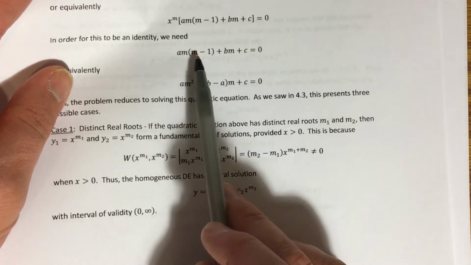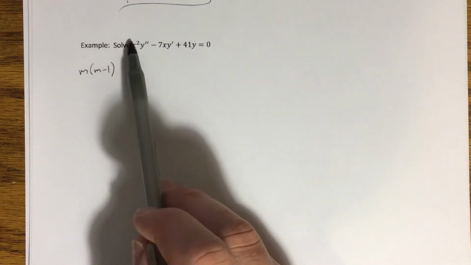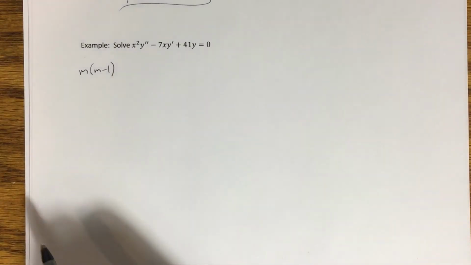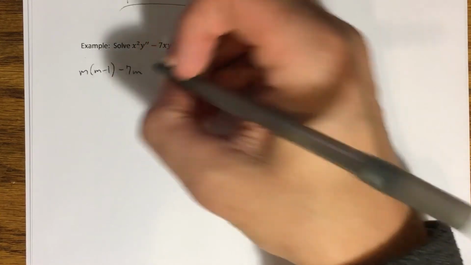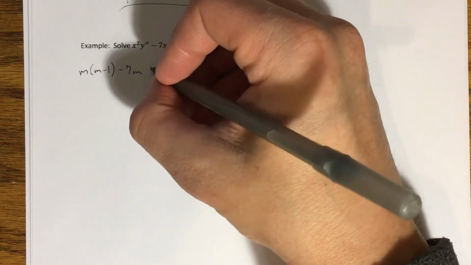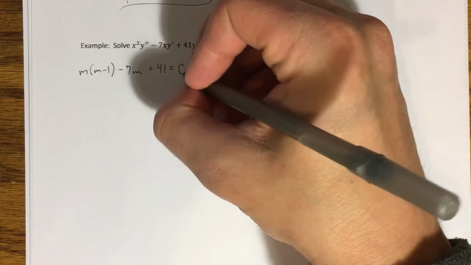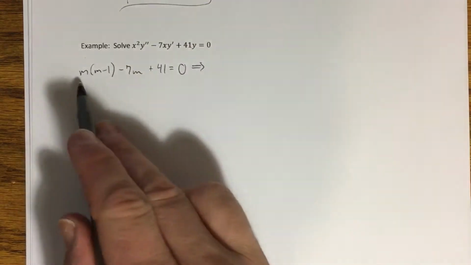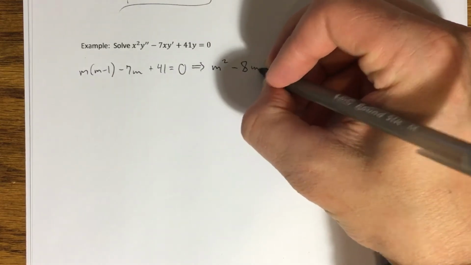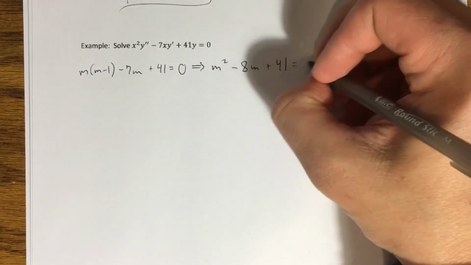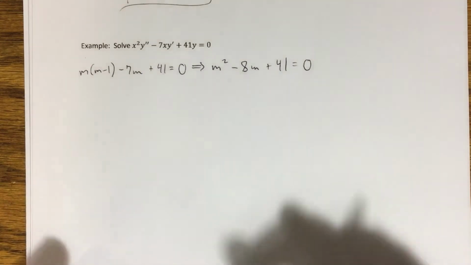So a times m times m minus 1, a in this case was 1, which is why I didn't write it, plus bm, that's going to be minus 7m plus 41 equals 0, okay? Let's distribute that m in and combine some like terms. This becomes m squared minus 8m plus 41 equals 0, okay?